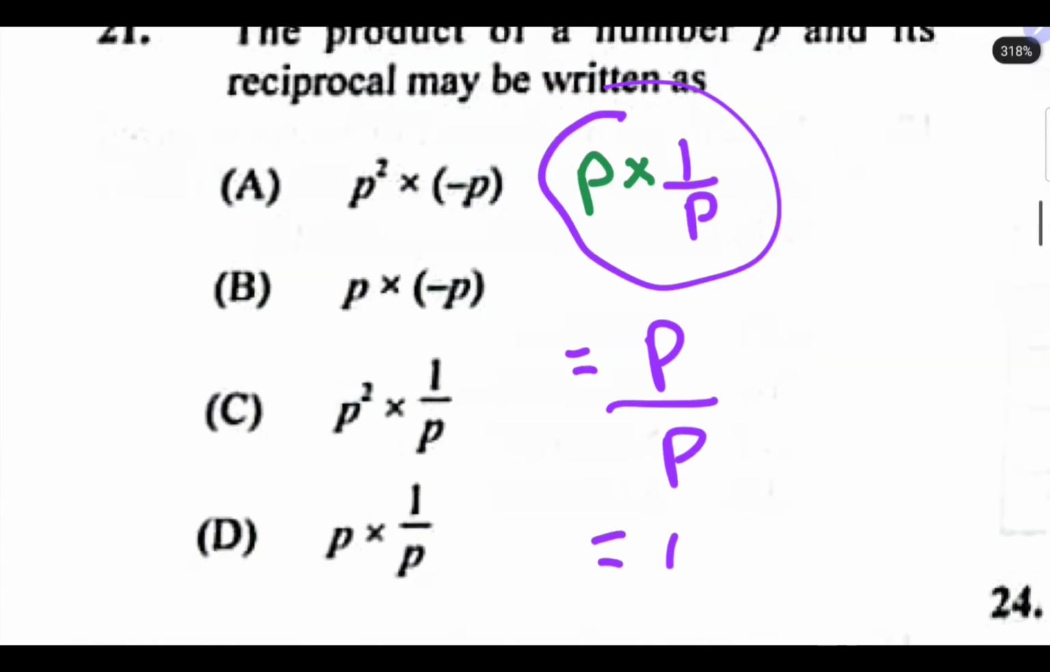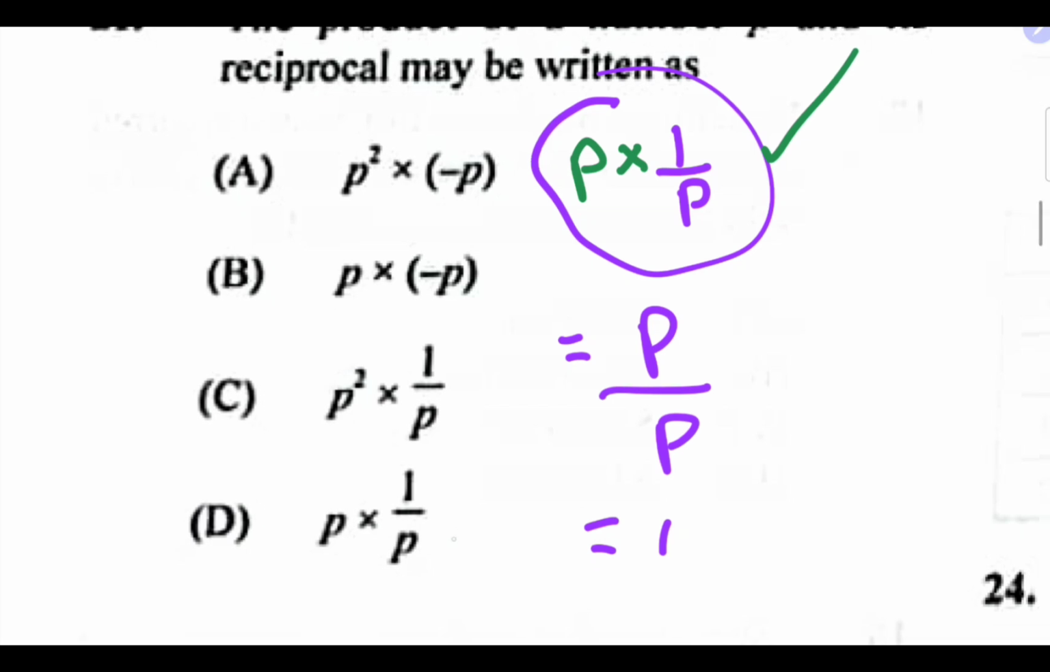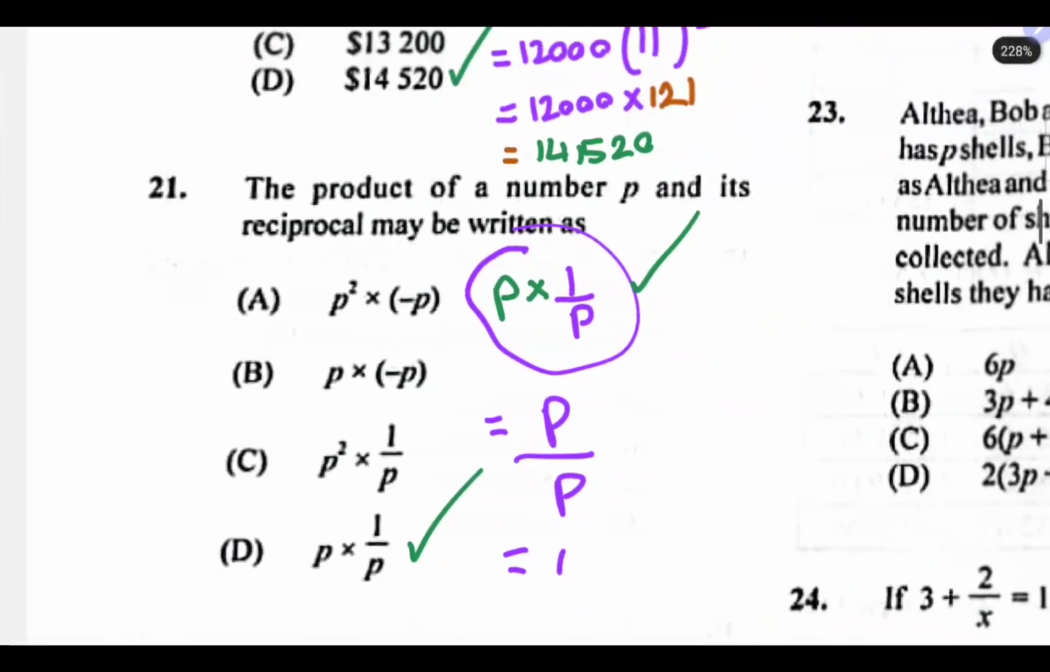But as you can see, that option is not there, so we'd have to stick with this option here. P multiplied by 1 over P. So that would be option D. 21 is D.